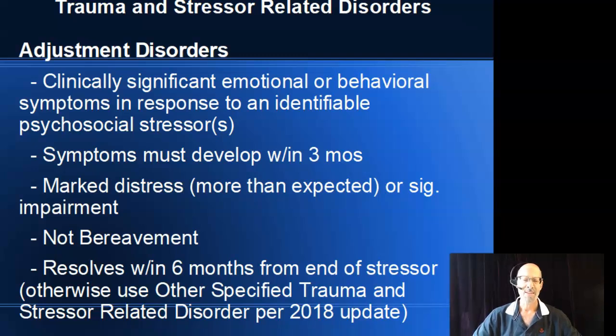It says it resolves within 6 months from the end of the stressor, but many of the stressors for adjustment disorders don't end. So, your parents are divorcing. There's not an end date to that. They're divorced. There's not an end date to that. Otherwise, use other specified trauma and stressor-related disorder per the 2018 update. Don't worry about that.